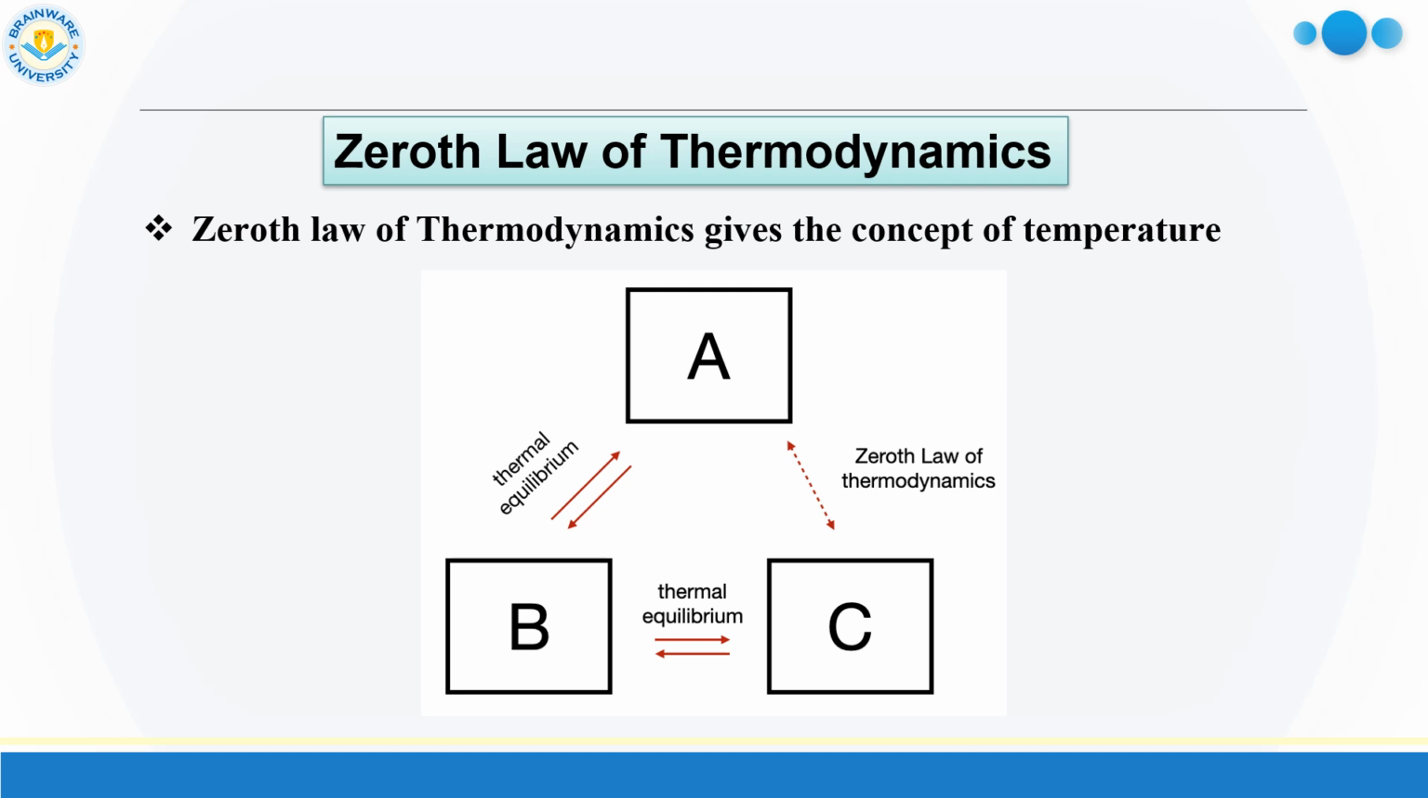So I have shown here three systems, namely system A, system B and system C. System A is in thermal equilibrium with system B. That means the temperature of system A is equal to the temperature of system B, and if system B is in thermal equilibrium with system C, that is, the temperature of system B is equal to the temperature of system C, then the zeroth law of thermodynamics suggests that system A will automatically be in thermal equilibrium with system C. That means the temperature of system A will be equal to the temperature of system C.